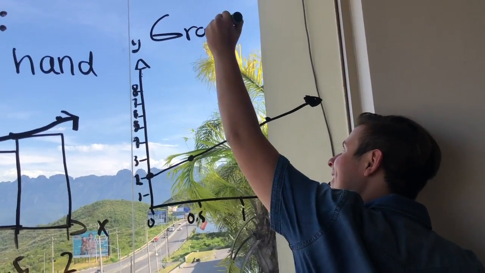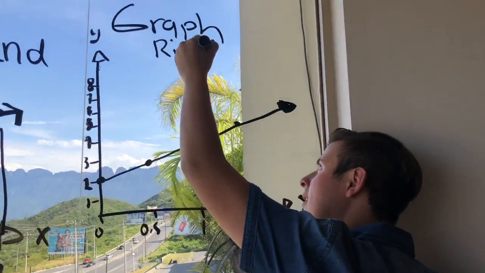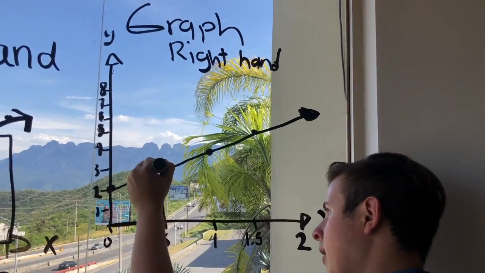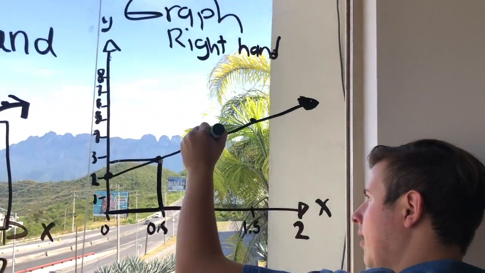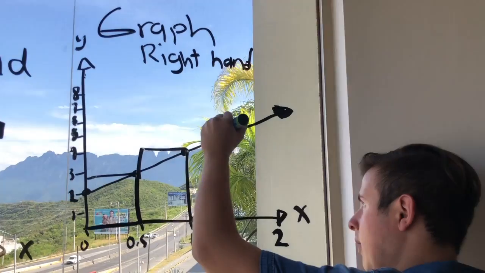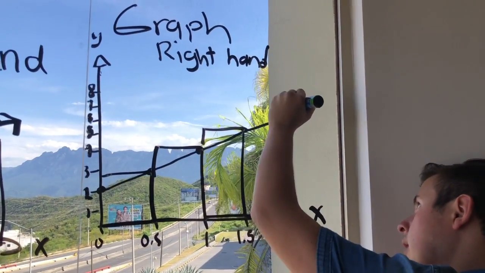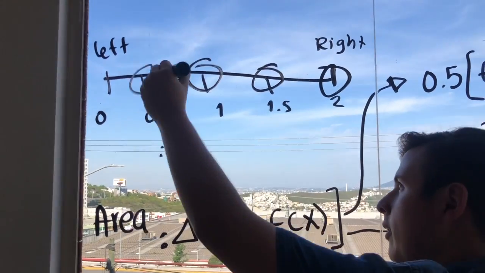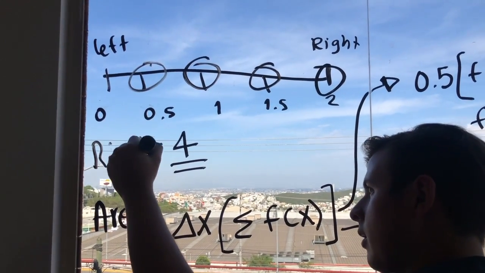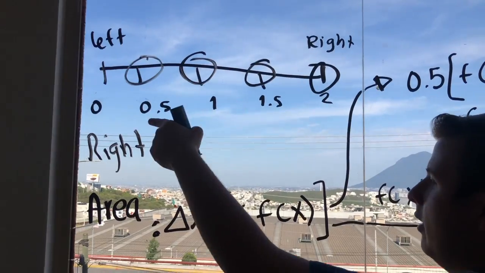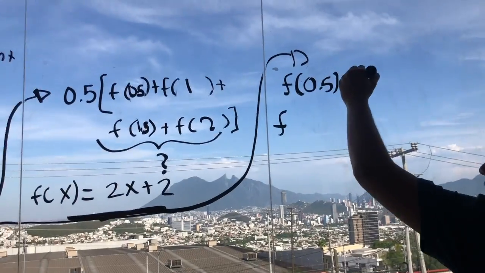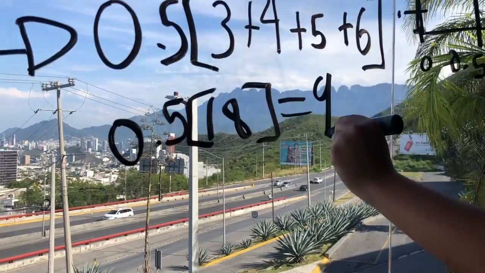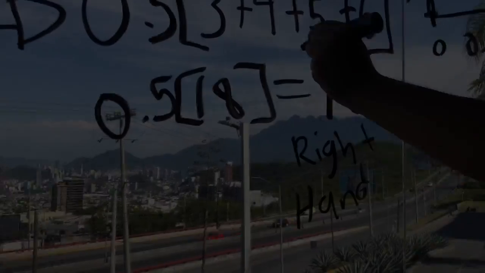We're going to do the same, but for the right hand. We go from left to right to the point and close, and repeat the same for each rectangle. And now we count from right to left 4 times, so there are going to be 4 rectangles. Using the same formula, we do the same now with the new values. The answer is 9 units squared.